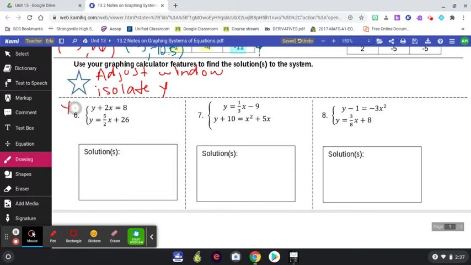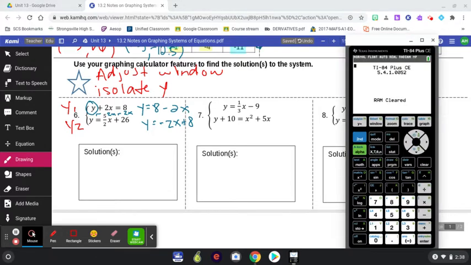I would substitute the first function into y1 and the second function into y2. The problem is that this first function is not isolated for y. I have to get this y by itself in order to type it into y1. So I would have to subtract 2x on both sides, so that I would get y equals 8 minus 2x. Hey, that's the same as saying y equals -2x plus 8. So either way, in order to type this into my equation, I have to have the y isolated.